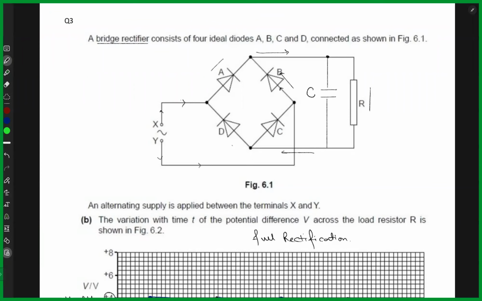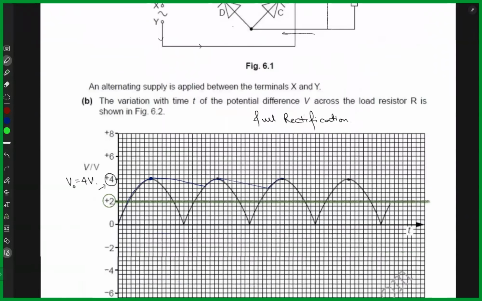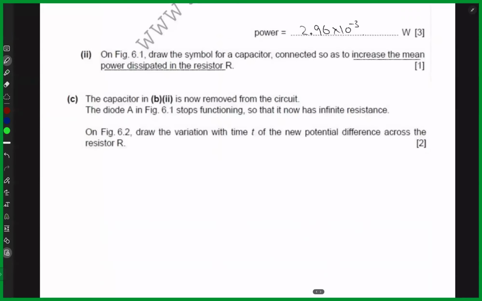Yes, sir. Any question? Okay, all right. So let's go. The part C, the capacitor is now removed from the circuit. So you're removing the capacitor. Diode A in figure 6.1 stops functioning. So now the capacitor is also removed, so there is no smoothing going on. And diode A also stops functioning, so that it now has an infinite resistance, which means it's not working anymore.